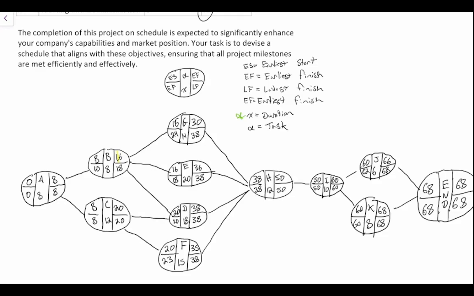And to identify our slack, all we're going to do is take the latest start. And I apologize, this probably should have been latest start. So this isn't earliest finish. We've already done earliest finish. This is the latest start. So all we're going to do to identify slack in our system is take our latest start and subtract our earliest start.